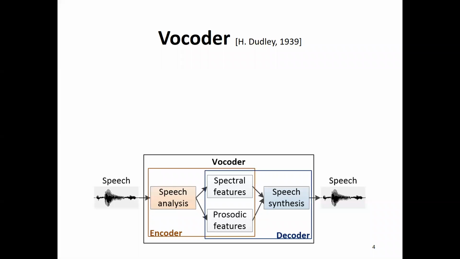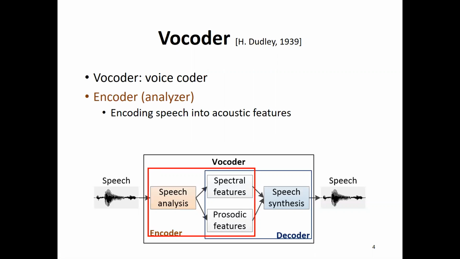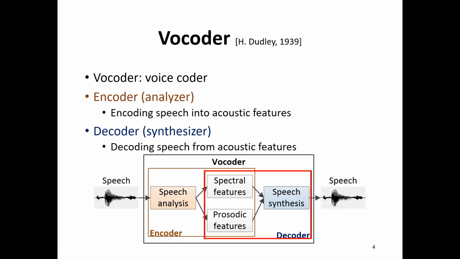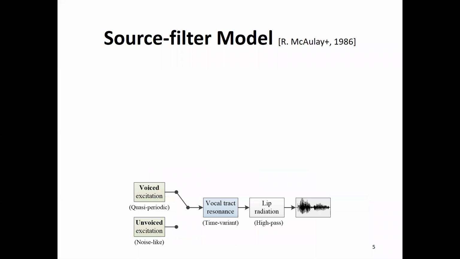The basic technique to tackle speech generation is vocoder, which means a voice coder. It includes an encoder to encode speech into acoustic features, such as spectra and prosodic features. And then its decoder synthesizes the speech waveform based on these acoustic features. One of the most general speech generative models is the source filter model.